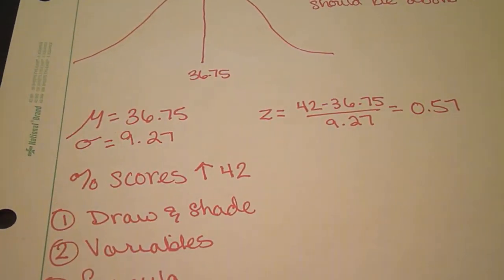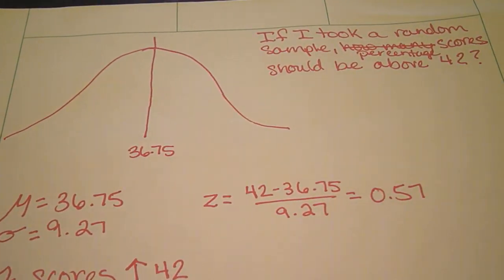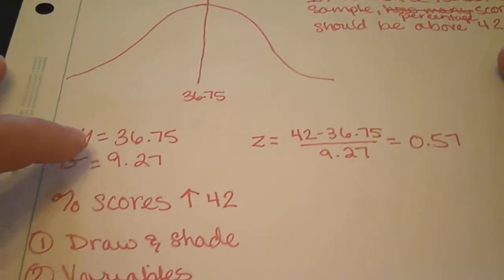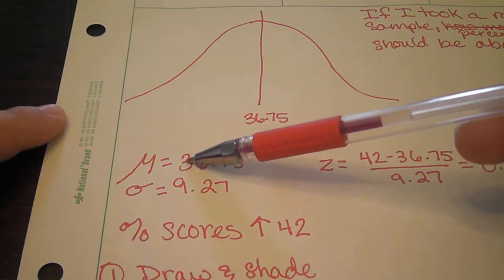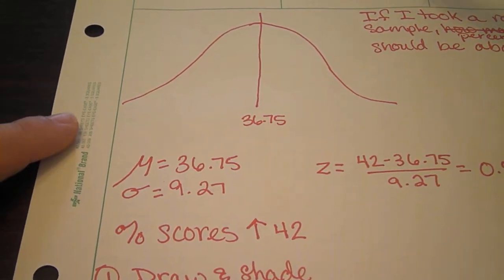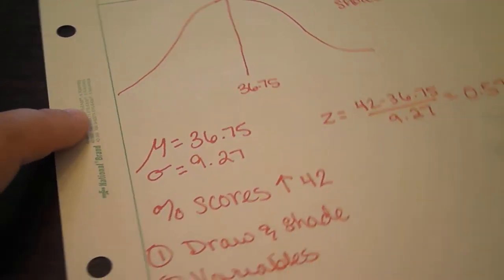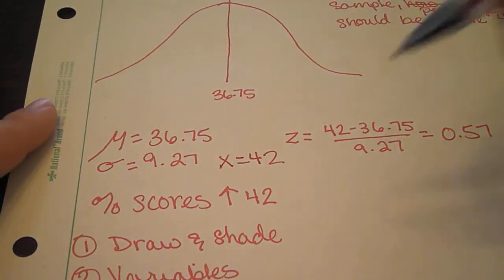Okay, I've kind of laid this out for you already. If I take a random sample, I want to know what percentage of the scores should be above 42. So I have my normal curve. I know that my mean is 36.75. My standard deviation is 9.27. What do I want to know? I know that my x is 42. But I want to know the percentage.